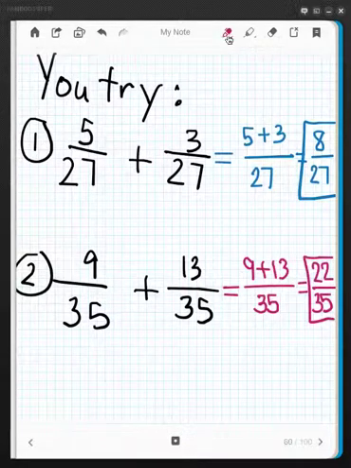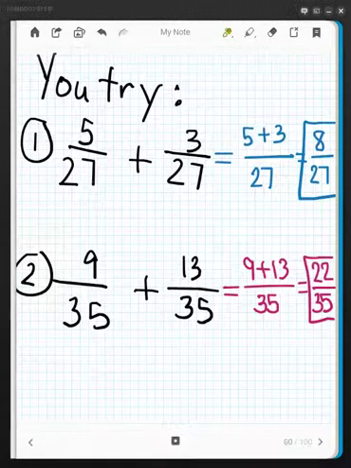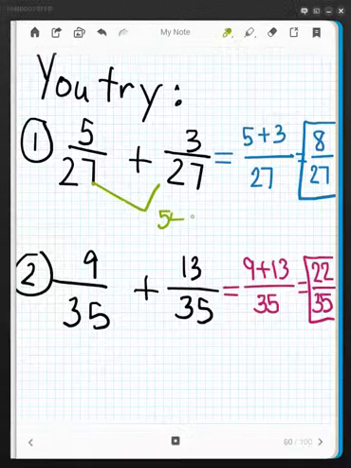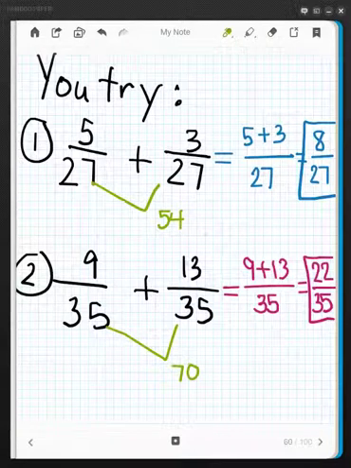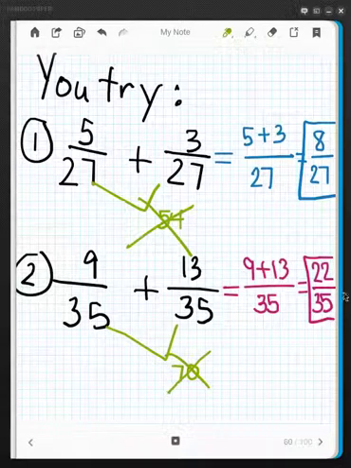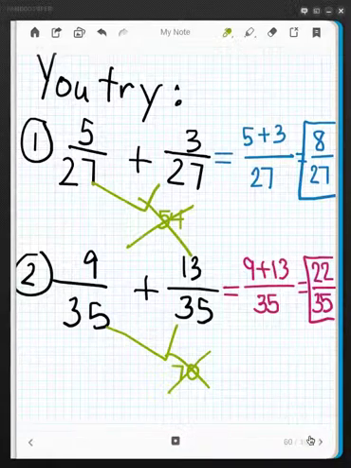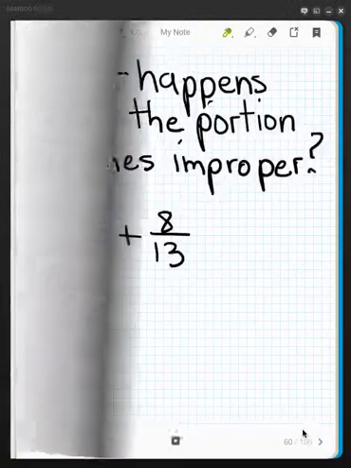Now if in either of these instances you added the two denominators, here you would have gotten a denominator of 54, and here you would have gotten a denominator of 70. If you did that in either case, that would be wrong. Those would not be the denominators. When you're adding or subtracting fractions, you are not doing anything with the denominators. The only thing the denominators do is come along for the ride, and it has to be the same denominator. Make sure you realize that.